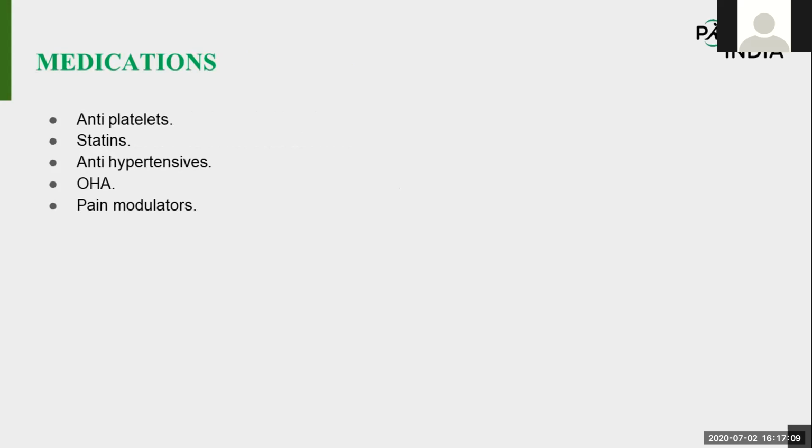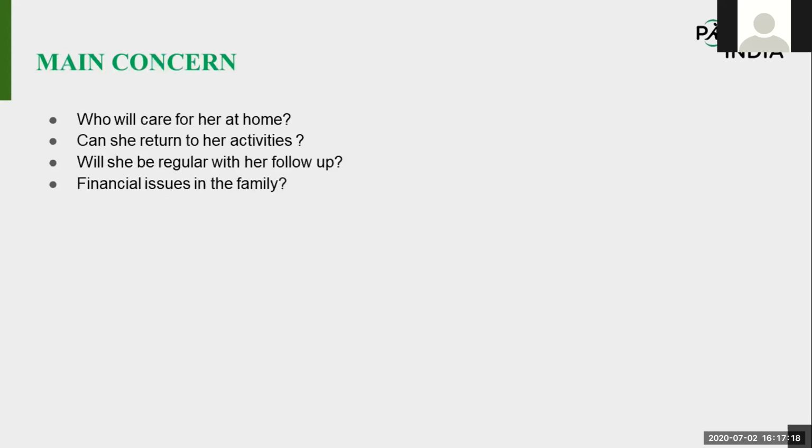The medication which she was on were antiplatelet drugs, statins, antihypertensive, oral hypoglycemic agents, and pain modulators. The main concern in rehabilitation is who will care for her at home. Can she return to her activities? Will she be regular with her follow-up and financial issues in the family?